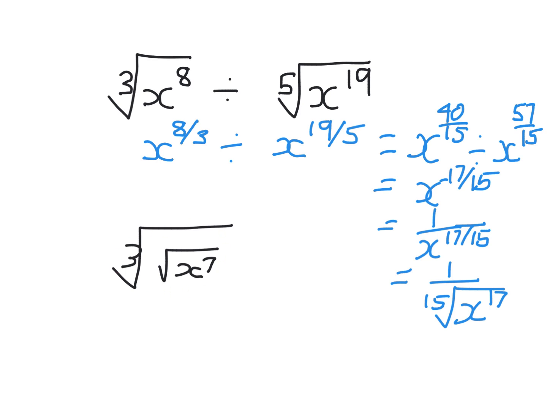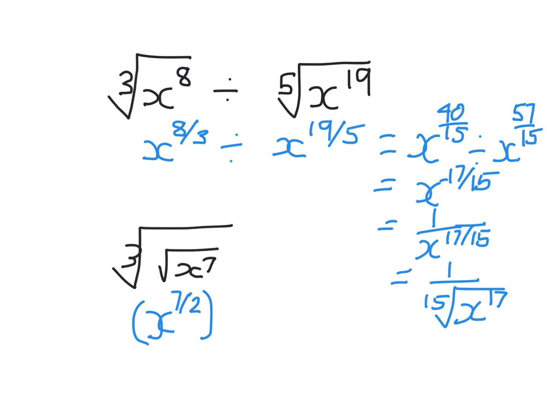All right, how about this here? Let's write this as a single radical. Well, that can be a bit hard the way it's written. So let's go and write this as a fractional index. So we'll start with the inner bit. Square root of x to the power of 7 is just x to the power of 7 over 2, because square root is always the second root.